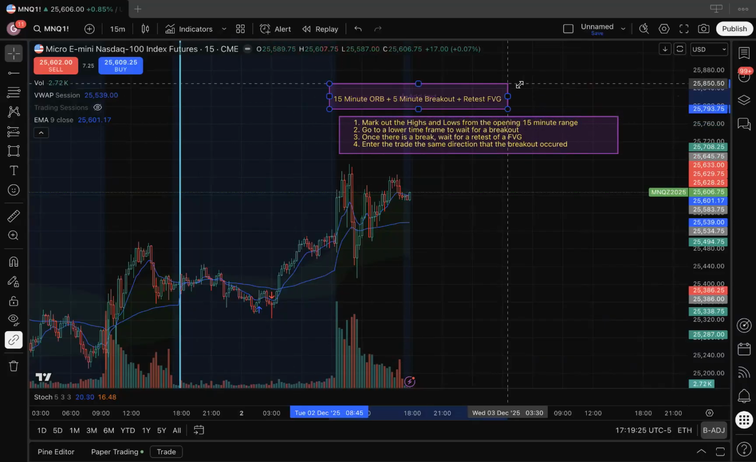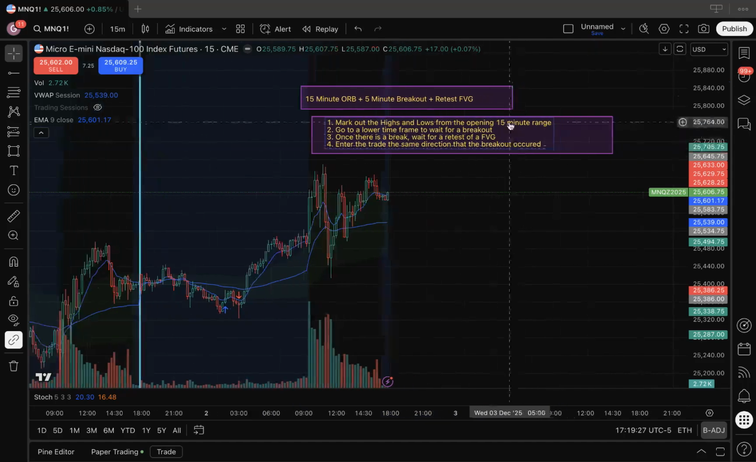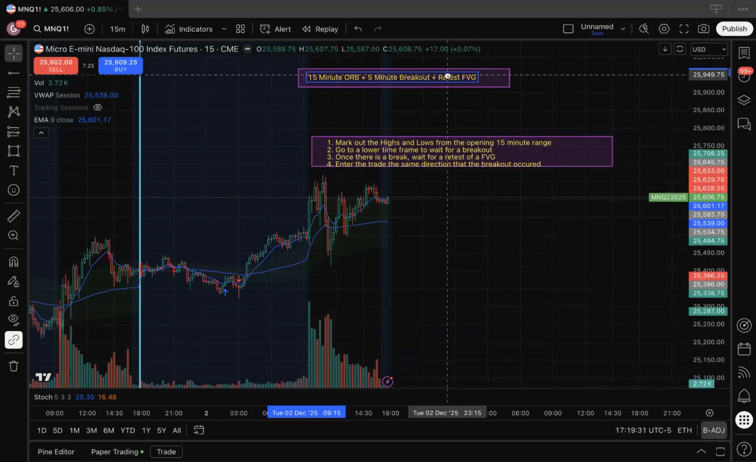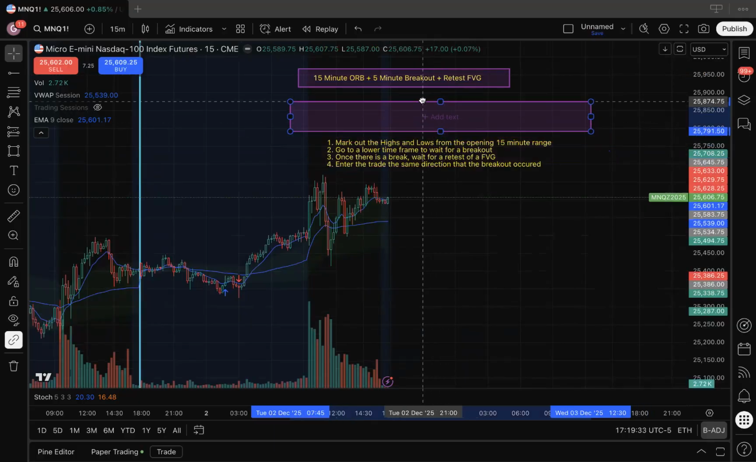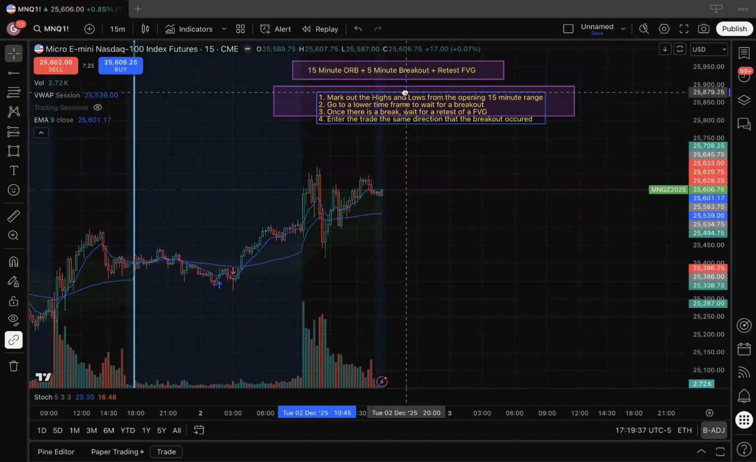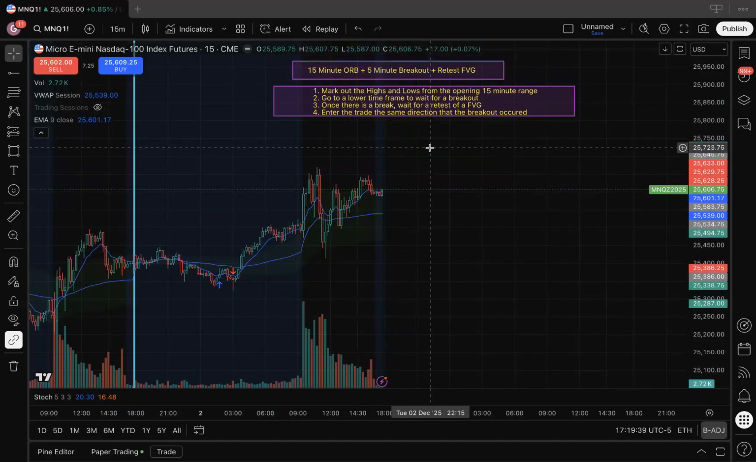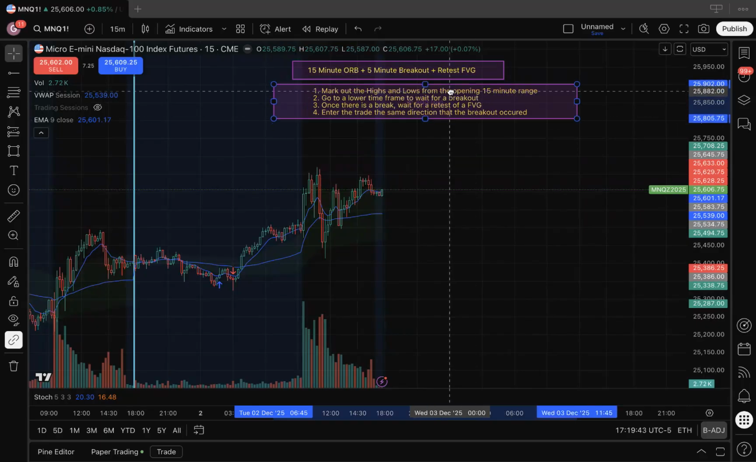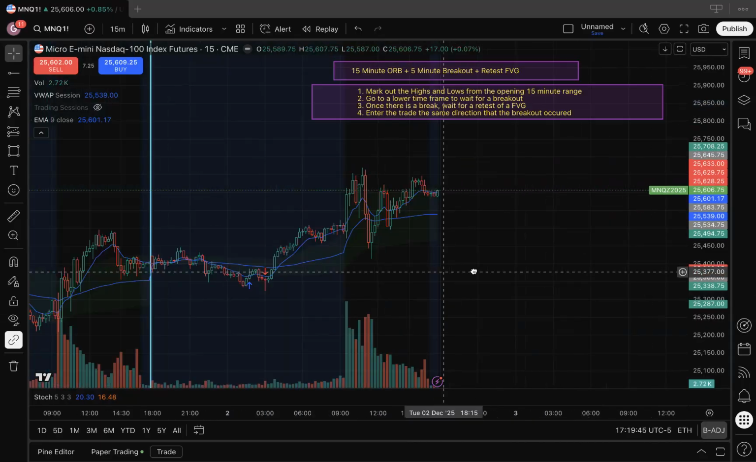Okay, let me move this up so it actually fits in here. I want to move these up a little bit so they're not in the way. So again, I didn't trade today. Today would have been an amazing example of how this strategy works. But here we go. Let me move this down so it fits in there. There we go.